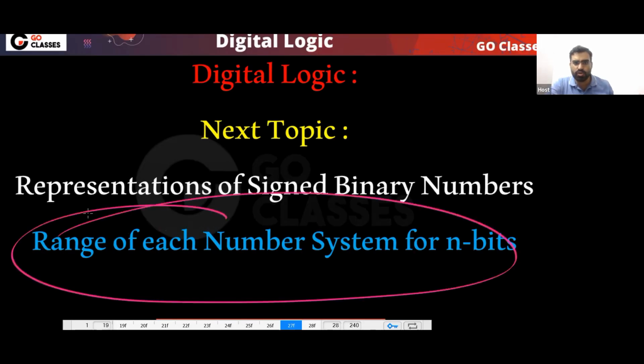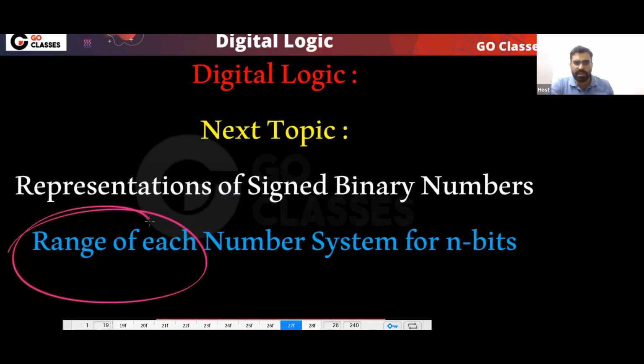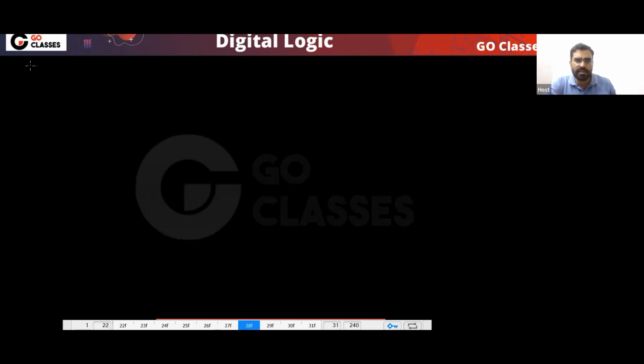So, the range of each number system. Let's find out the range, how many numbers we can represent. Let's start with 3 bits. With 3 bits, how many combinations are possible?